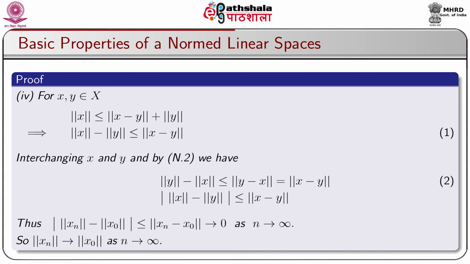Thus, modulus of norm of x_n minus norm of x_0 is less than or equal to norm of x_n minus x_0, which tends to 0 as n tends to infinity. So, norm of x_n goes to norm of x_0 as n tends to infinity.